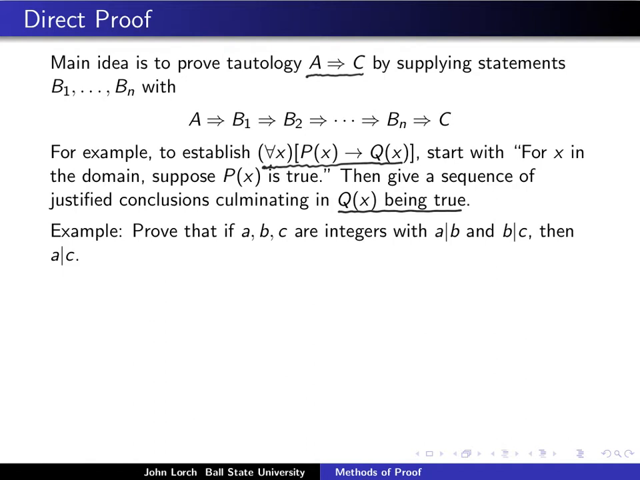So for an example of direct proof, let's prove this statement. We're going to prove that if a, b, and c are integers with a dividing evenly into b and b dividing evenly into c, then a divides evenly into c. By the way, this may be the first time that you're seeing the notation a | b. That notation is not telling us to make a computation. Rather, it's a statement that the number on the left divides evenly into the number on the right. All right, so we're going to prove that if a, b, and c are integers with a dividing evenly into b and b dividing evenly into c, then a divides evenly into c.